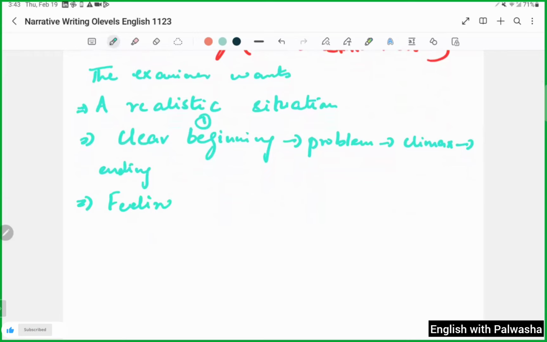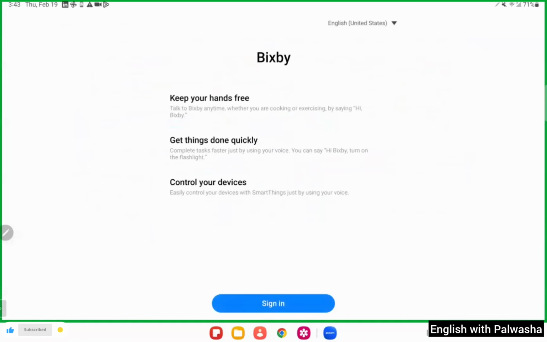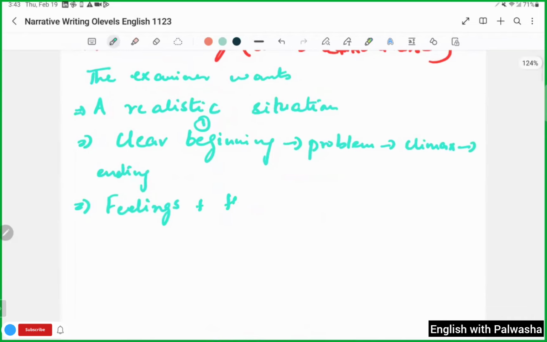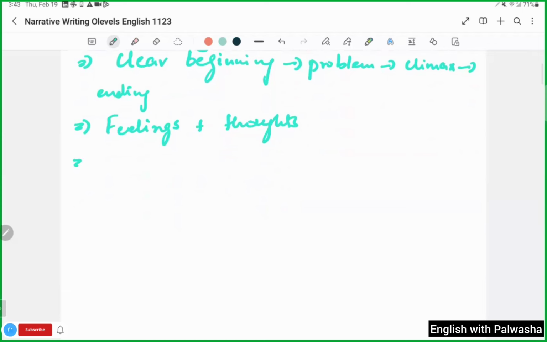As I already discussed in my previous narratives, it should be show, not tell. So there should be feelings added into it, and also the thoughts, right? And the last but not the least, show, not tell.